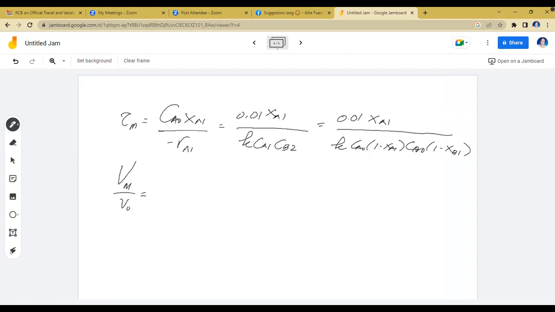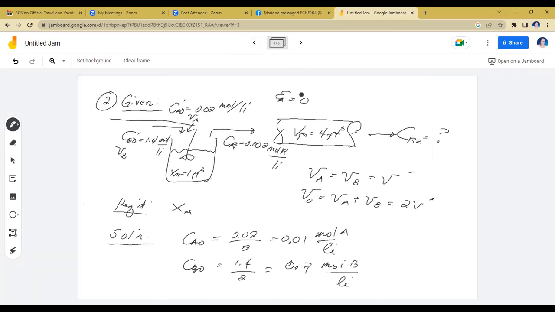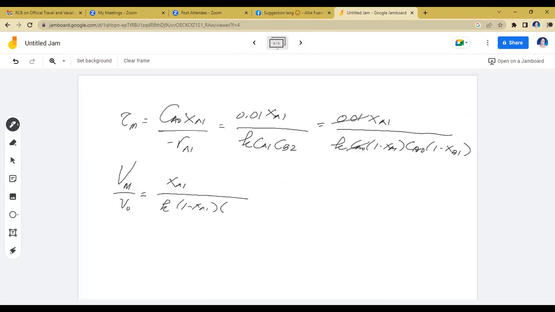So you have here this CA0, and this CA0 will cancel, which is 0.01. So I might take it out from there. So you have XA1 over your k, and you have 1 minus XA1. I already canceled these two. And your CB0 minus CB0 XB1. Your CB0, we know it here to be 0.7. So you can place it here, 0.7 minus, based on the stoichiometry.